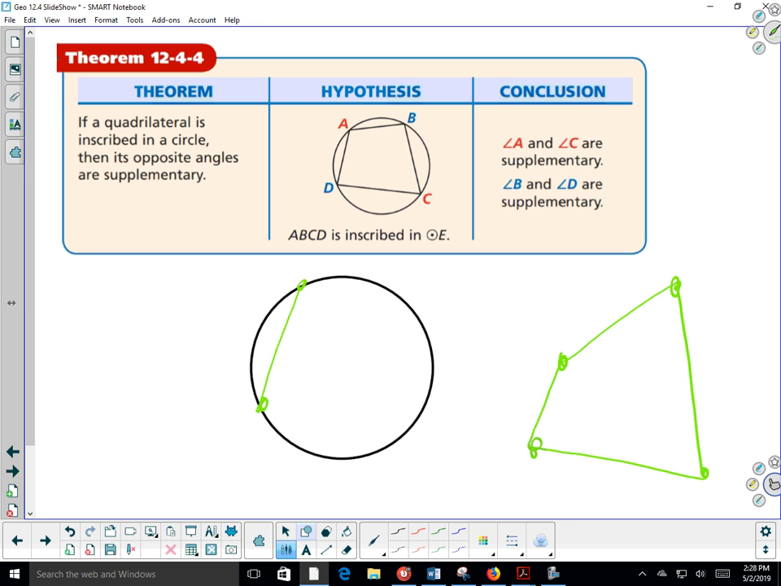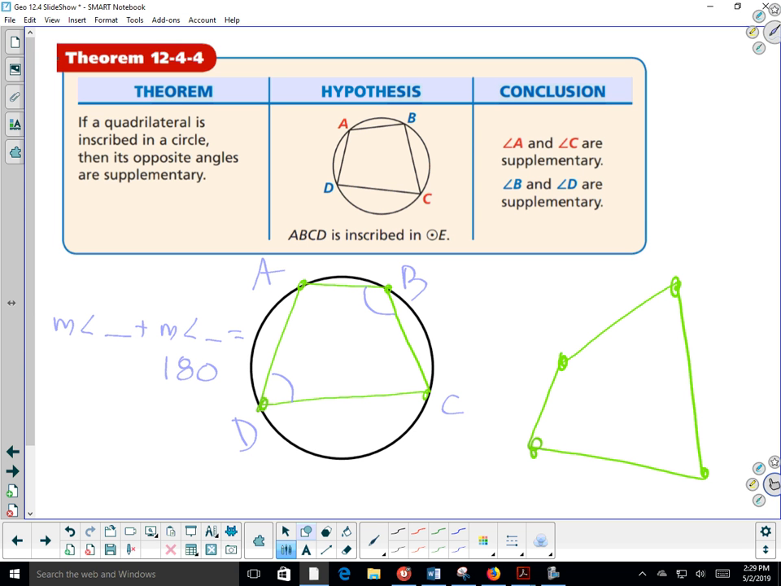So I would need to have my quadrilateral maybe looking like this. Everybody with me? All right, so if the vertices of the quadrilateral are all points on the circle, then it is inscribed in the circle. If that's the case, then this quadrilateral is specially formed because the opposite angles are going to be supplementary. So if I call this A, B, C, and D, then the measure of angle blank plus the measure of angle blank is going to be equal to 180.